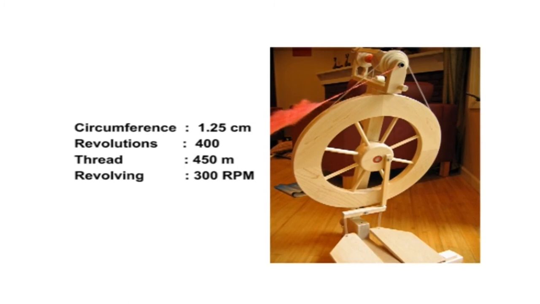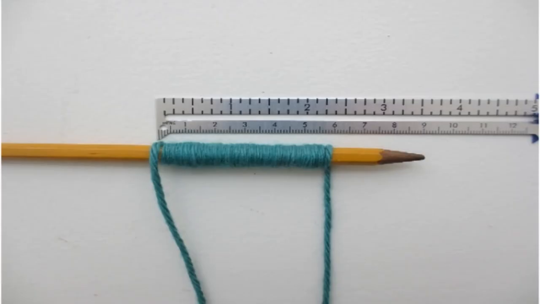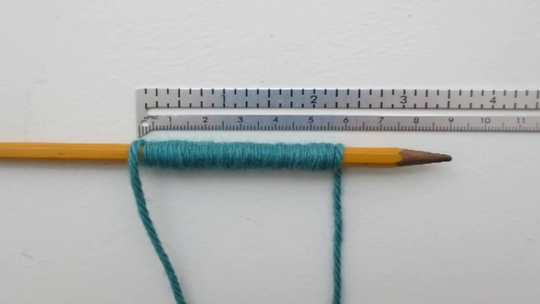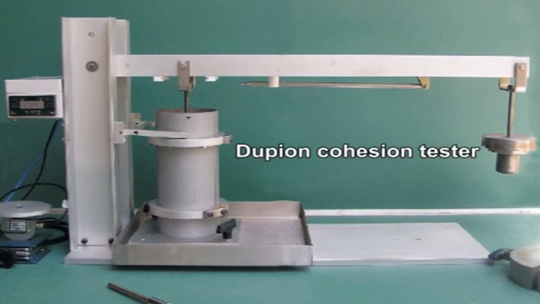In weight test, balances having a sensitivity of 5 mg and a capacity of 50 gram are required to determine the total weight of sizing skeins in the scale for weighing the sizing. Skeins should be of quadrant or other suitable type. Next is the cohesion test. A Duplan cohesion tester is the standard testing equipment used.